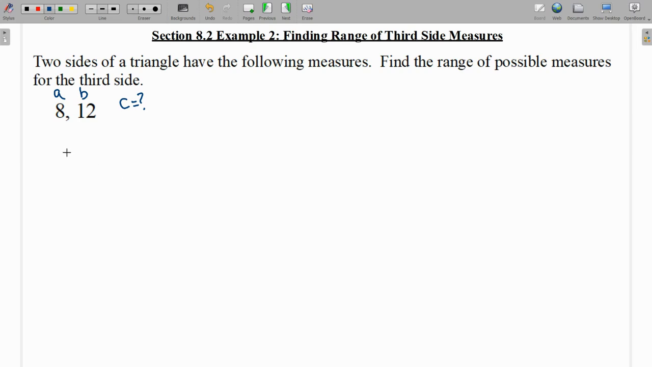So we're going to go back to those three criteria that we used in the first example. The sum of A and B must be greater than C. The sum of B and C must be greater than A. And the sum of A and C must be greater than B. I'm going to replace any A values with 8, any B values with 12, and leave C as it is in these criteria. Then we're going to evaluate what we have here.